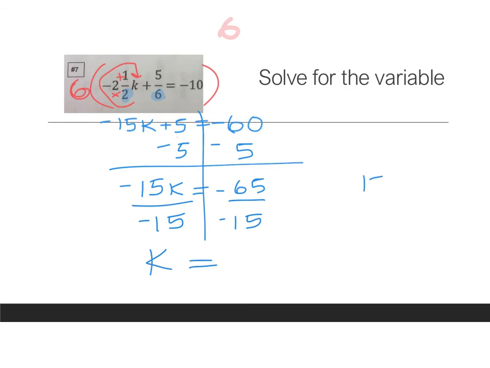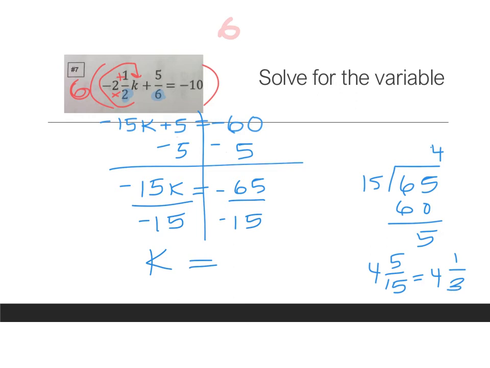So I'm going to see how many times 15 can go into 65. That will go in 4 times. 4 times 15 is 60 with 5 left over. So I get 4 and 5/15, which simplifies to 4 and 1/3. And it will be positive because both of our numbers were negative. A negative divided by negative is a positive. So 4 and 1/3 is what k equals here.